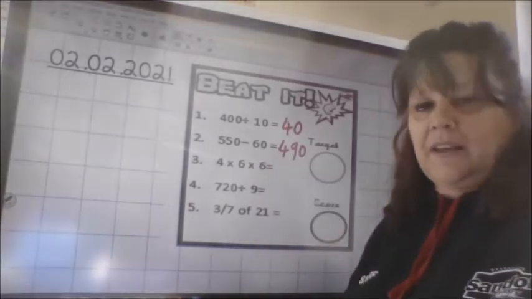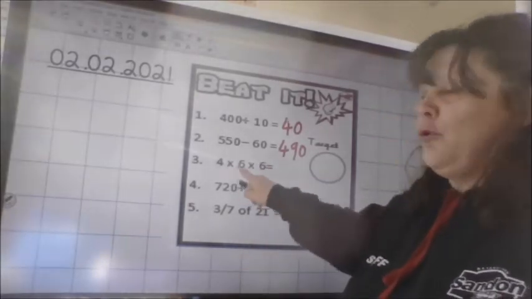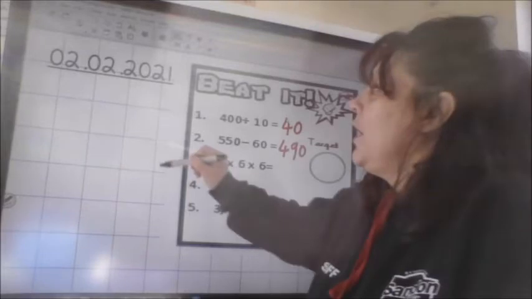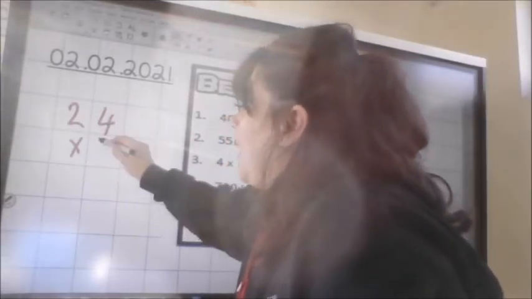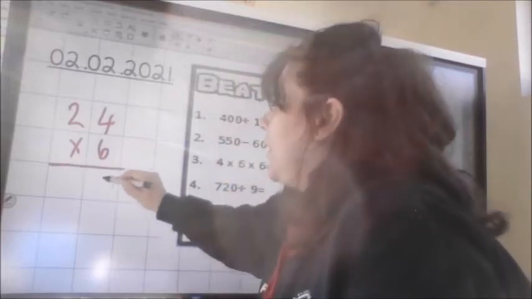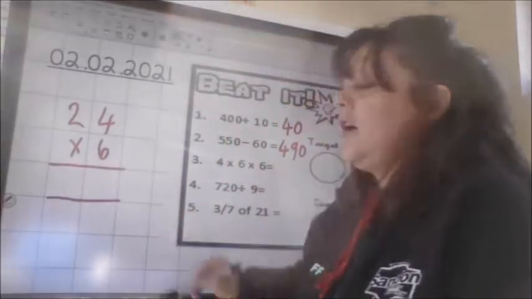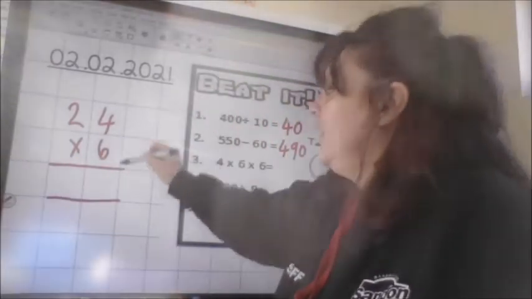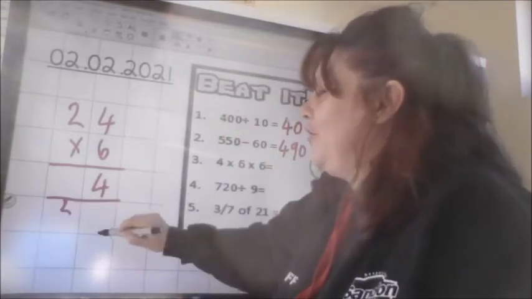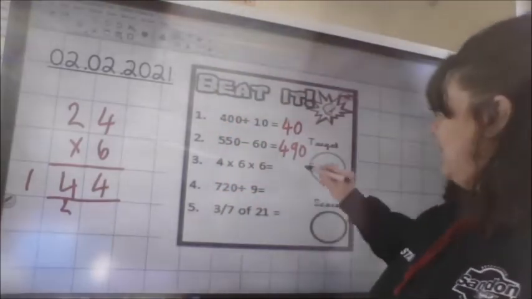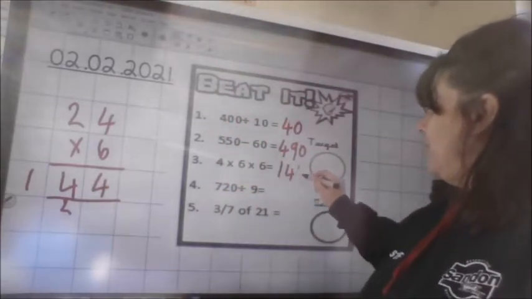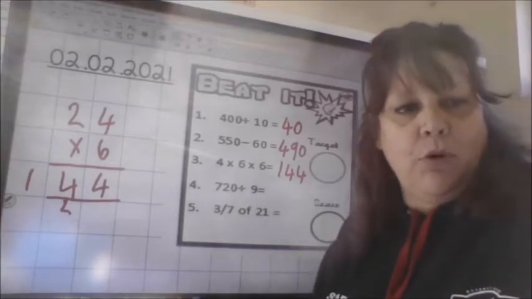4 times 6 times 6. Well, we know from our tables 4 times 6 is 24. So then we need to multiply that answer by 6. Okay, so over here, a short multiplication. 6 4s are 24. We know that because we've just done it. 6 2s are 12 and 2 is 14. Okay, so 144. Nice and easy that one, wasn't it?